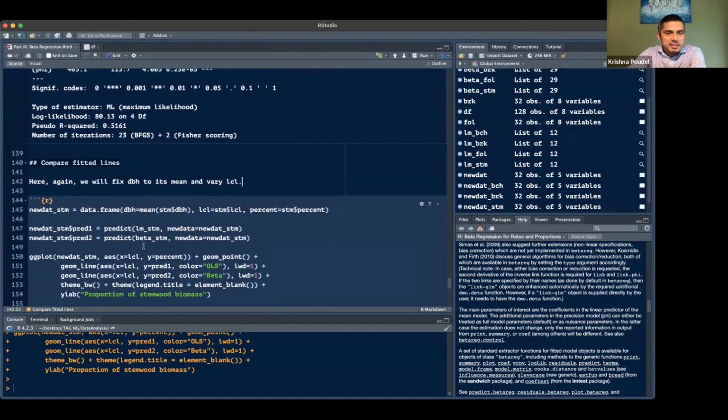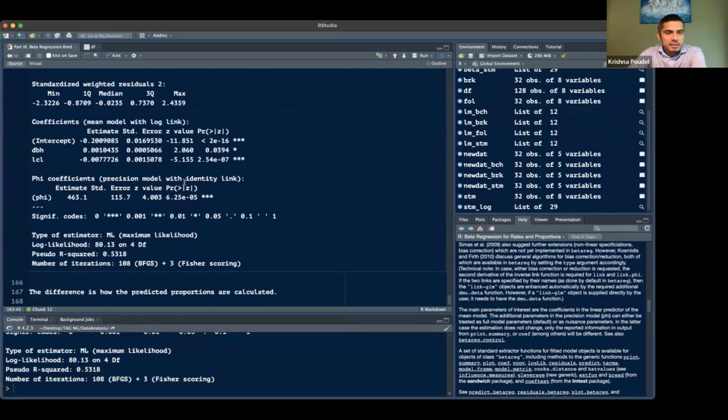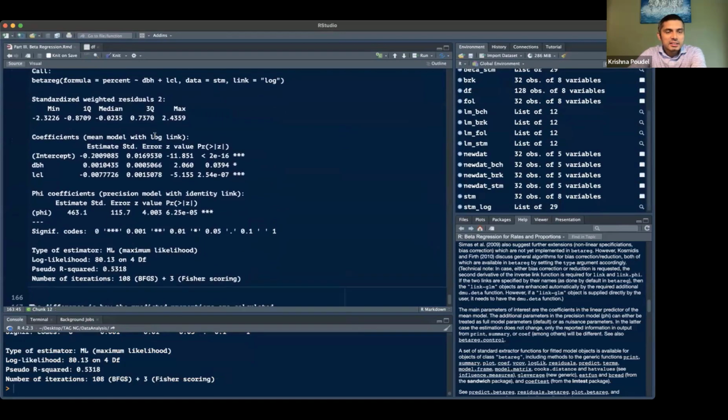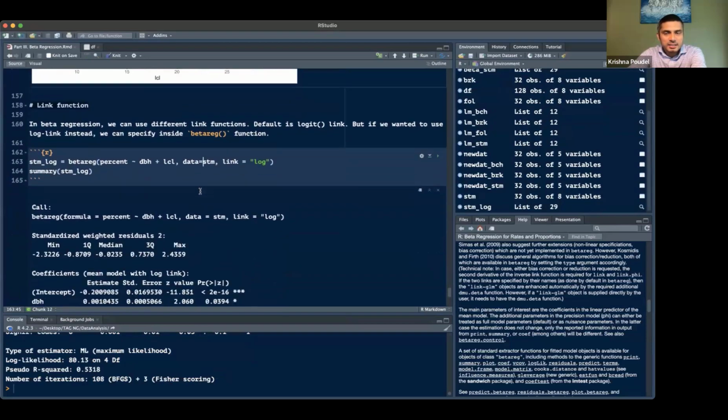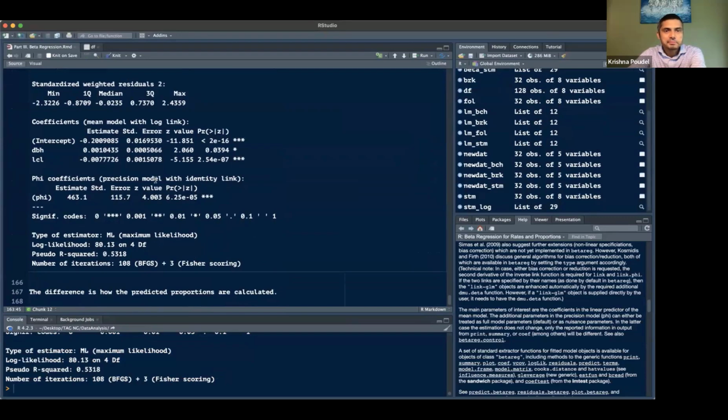And by default, betareg uses the logit link function, but we can change that to another link function. For example, if I wanted to use the log link function, then I just specify link equals log inside this R code. Okay, and then I can get similar coefficients. The only difference is when we get the predicted value, instead of using the back transformation of logit, we would transform using exp in the log model. And let's see.